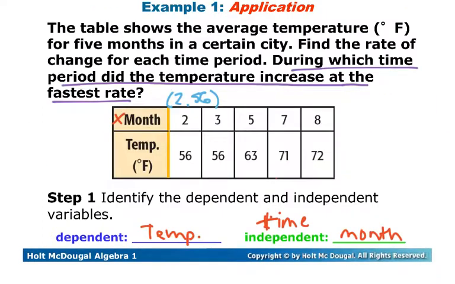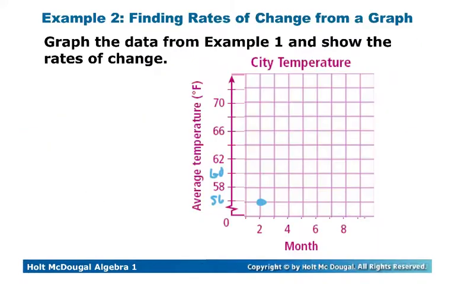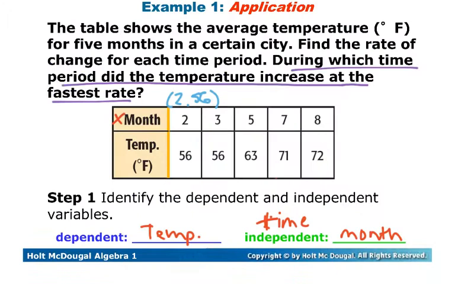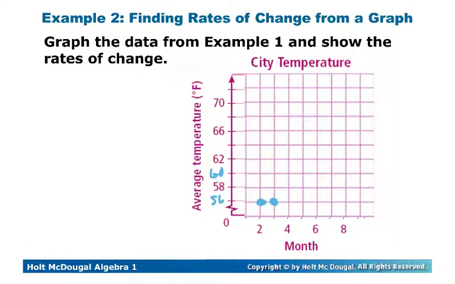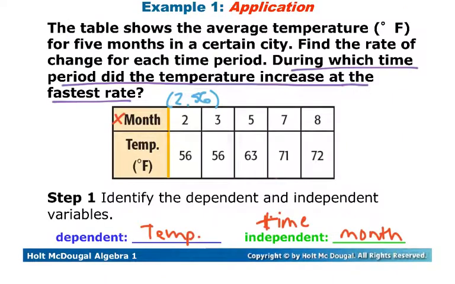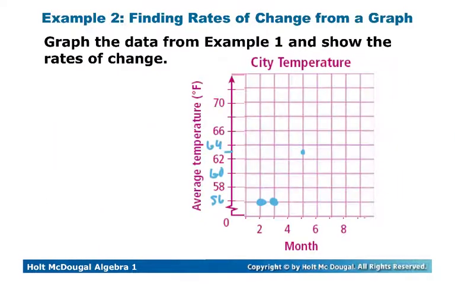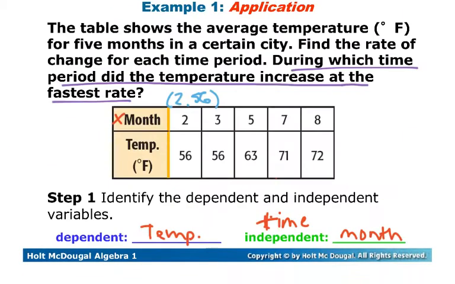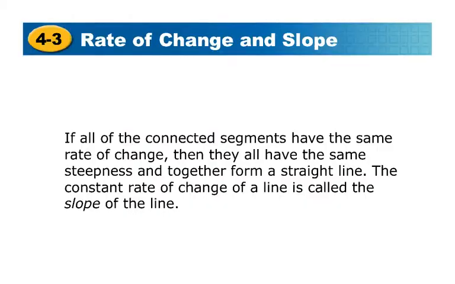The next point is going to be (3, 56), so over 3 up 56. The next one is (5, 63). And it doesn't have a point necessarily, but it would be halfway between 62 and 64. Then we have (7, 71). Again, halfway between 70 and 72. And then (8, 72). Whoops.